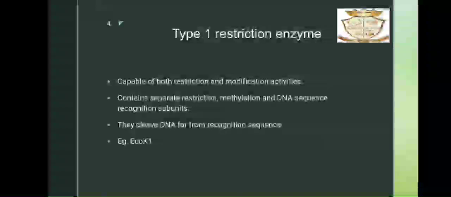Type 1 restriction enzyme, capable of both restriction and modification activities, contains separate restriction, methylation, and DNA sequence recognition subunits. They cleave DNA far from the recognition sequence. Example, EcoK1.